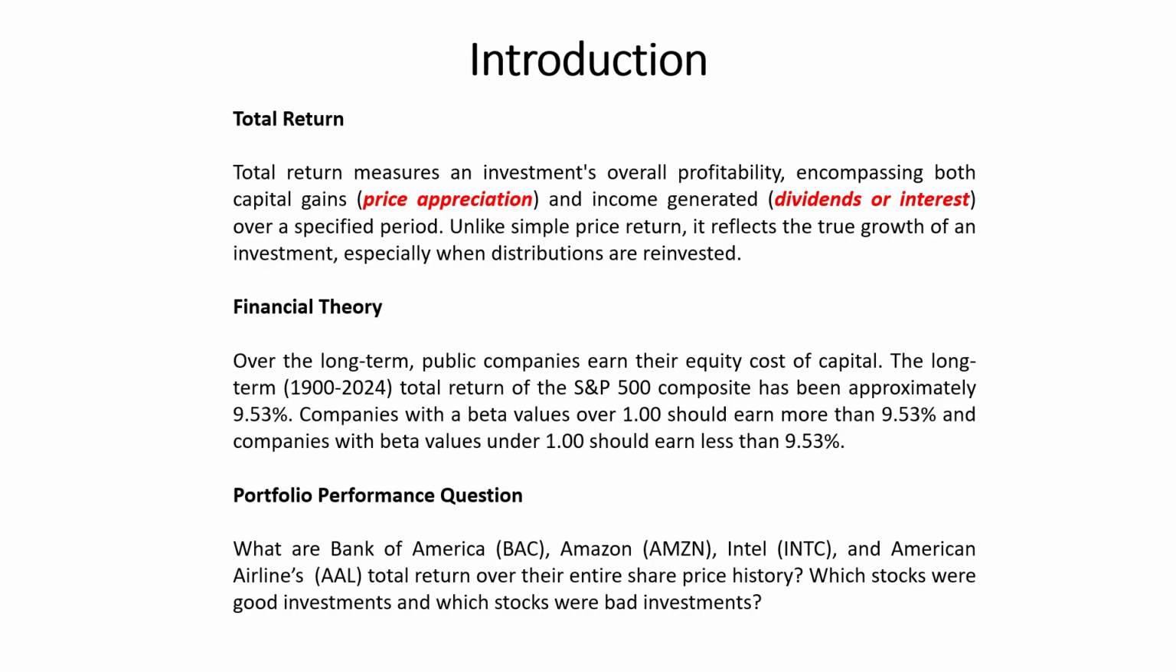And then we're going to ask the question and answer the question about portfolio performance. In other words, what are Bank of America, Amazon, Intel, and American Airlines' total return over their entire share price history, and which stocks were good investments and which stocks were bad investments? It's simple. All we have to do is calculate the total return for those four companies and compare it to the cost of capital. So if I have a company that earns more than the cost of capital, then that's definitely a buy. If I have a company that's earning its cost of capital, then that's a hold. And if a company is earning less than its cost of capital, that's a sell.